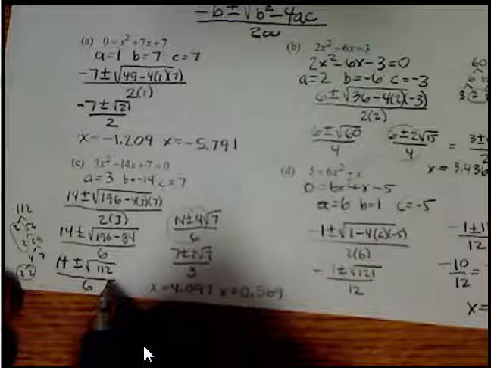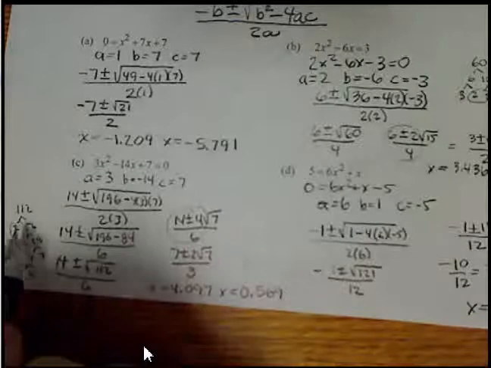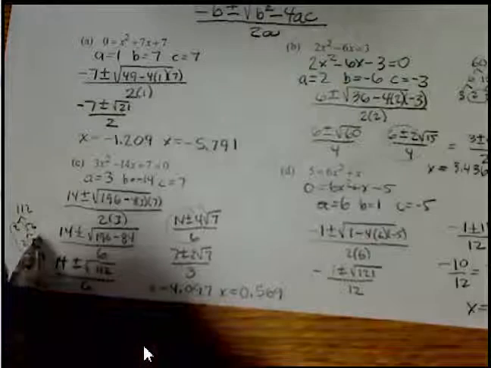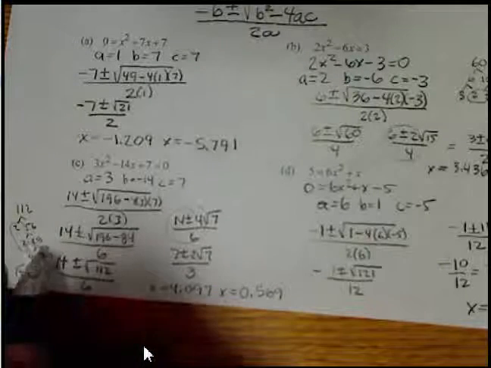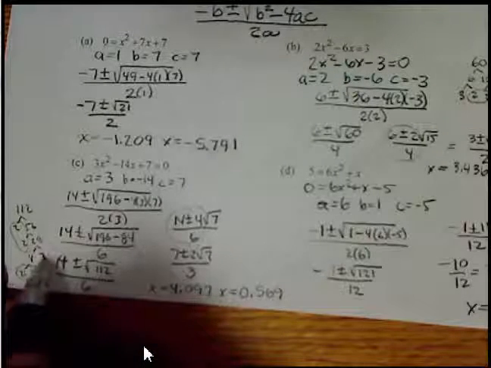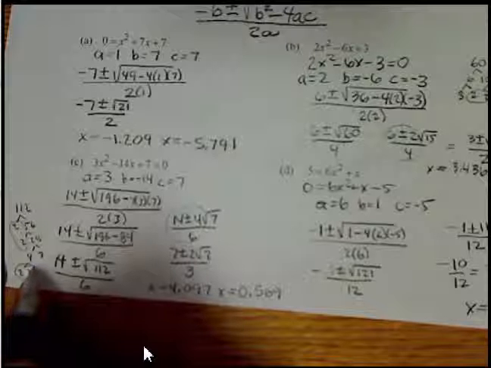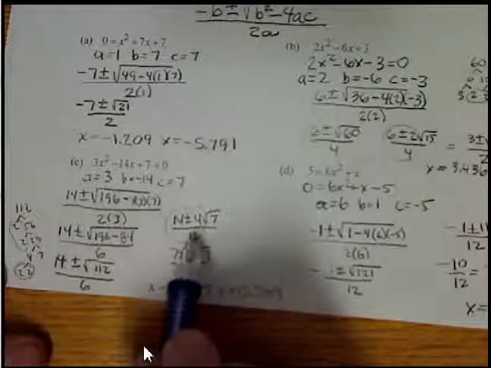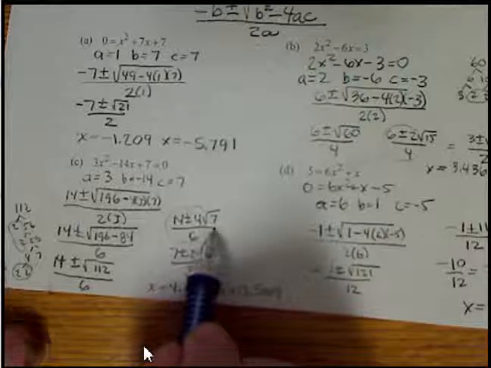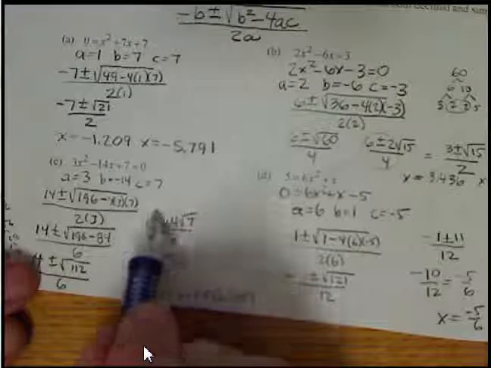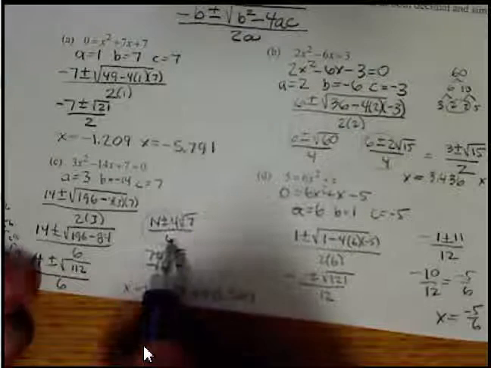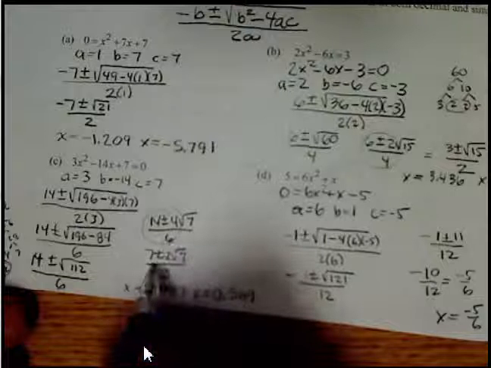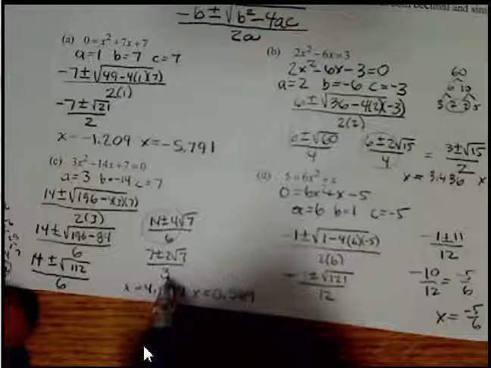196 minus 84 is 112. 112 breaks down to 2 times 56. 56 is 2 times 28. 28 is 4 times 7. 4, of course, is 2 times 2. Got 2 pairs of 2. I get 4 times the square root of 7. 2 will go into all 3 of those terms. So reduced to 7 plus or minus 2 root 7 over 3.